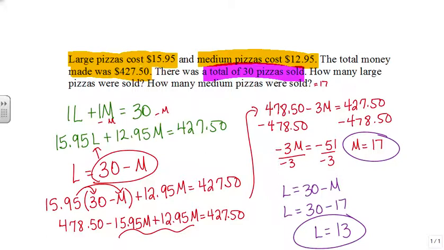In order to figure out if that is the correct amount, what you could do is plug in 15.95 times the amount of your large, which was 13, plus 12.95 times the number of mediums, and see if that does add up to 427.50. If it does, you know that it's correct. And it actually does, so this is the correct amount of pizzas that were sold.